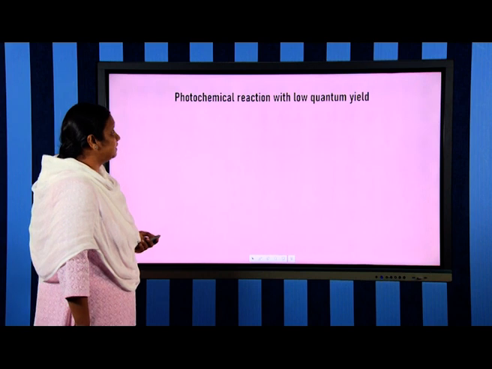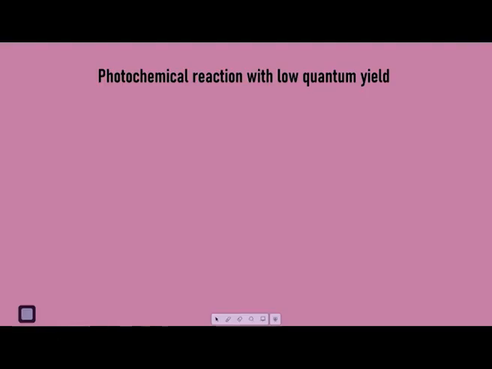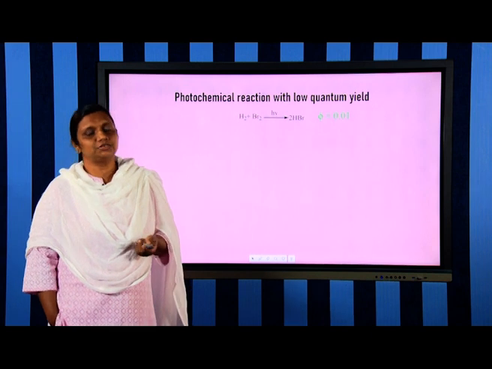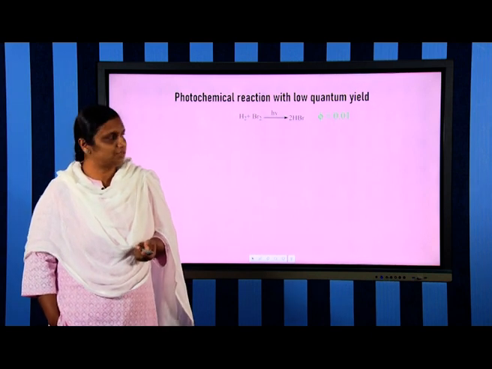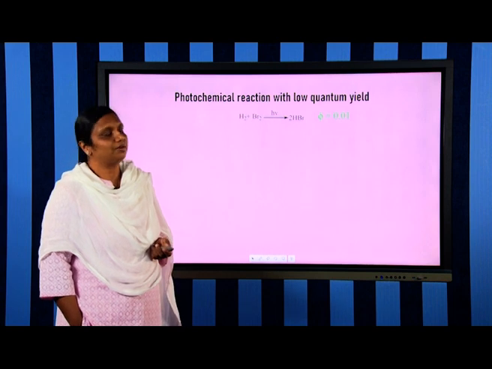Now, let us consider another reaction wherein the quantum yield is very low. Let us see what are the reasons for that, and a very good example is formation of HBr. Earlier we saw formation of HCl, here we are seeing what is the problem with formation of HBr. Now, here also we have hydrogen, we have bromine, in the presence of light HBr is formed, but the quantum yield is only 0.01. In the case of formation of HCl, it was 10 to the power of 4 to 10 to the power of 6. Here it is only 0.01, less than 1.